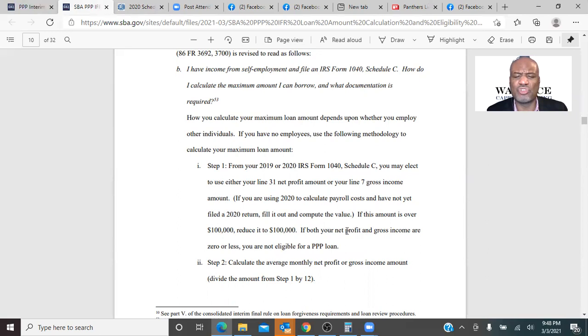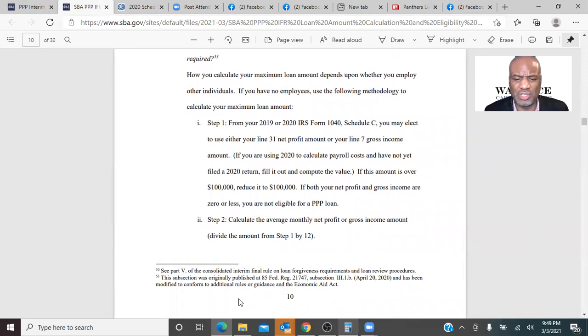If both your net profit and your gross income are zero or less, you're not eligible for PPP. Most people who had a negative net profit, or had no net revenue, were unfortunately out of the opportunity to apply. But in this situation, you're now able to qualify if you have revenue, you have income, and you can elect to do it based on your gross income. All right, so let's do an example together.